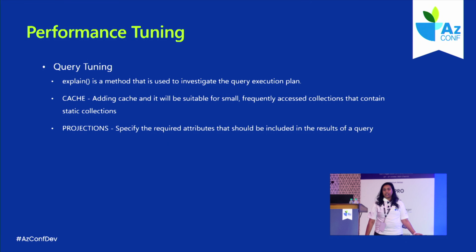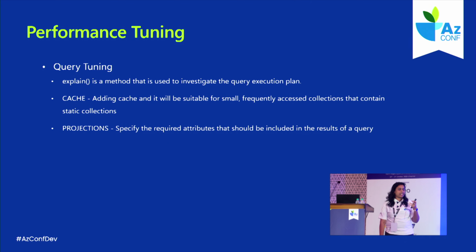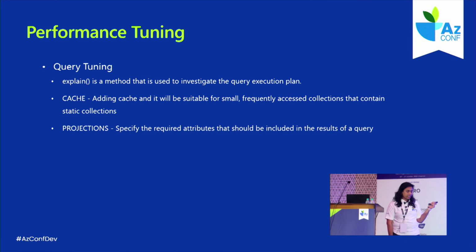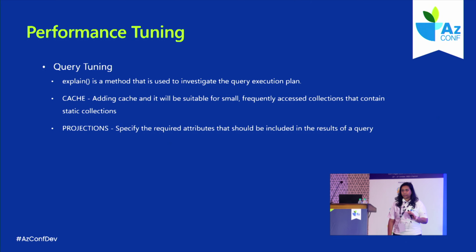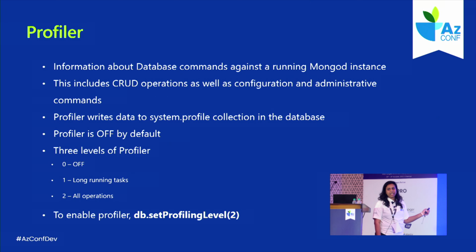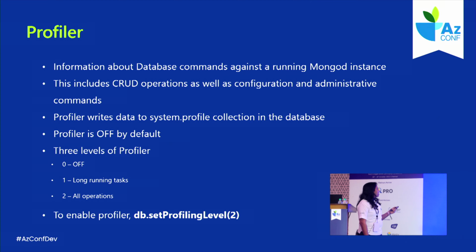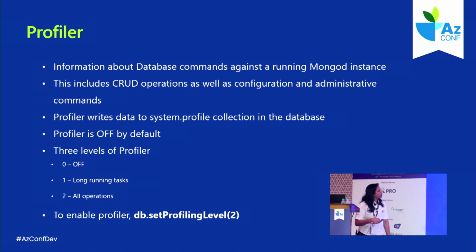Okay, is it clear? So we have to think of all this: partition key, indexing, and we have to see whether the partition key that we have created is correct. Then we have to add some cache if there is a static value to it, and we have to project only the data that is needed, right. And there is one more thing called profiler. I haven't used this, but I have just got to know about it. Profiler is something that we have in SQL, where we see what all the commands are that come into the database. In the same way, MongoDB also has a profiler.